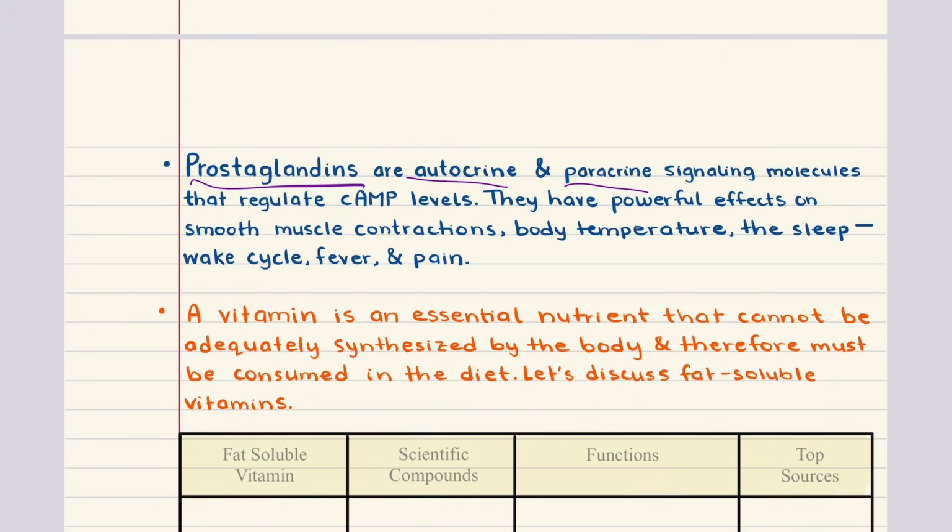Prostaglandins are derived from arachidonic acid, and they work by regulating cyclic AMP levels inside the cell. They play key roles in smooth muscle contraction, body temperature regulation, the sleep-wake cycle, and also inflammation, fever, and pain. They are actually one of the main targets of drugs like non-steroidal anti-inflammatory drugs, which work by inhibiting prostaglandin synthesis to reduce your pain and swelling.